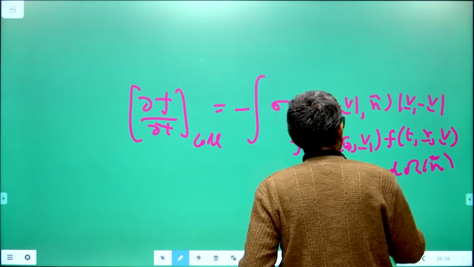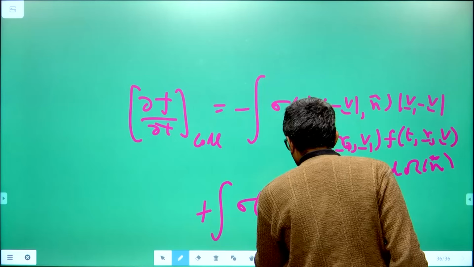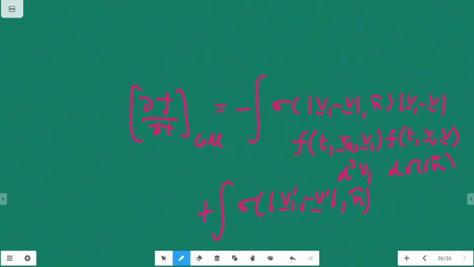So, you have to cancel out the d³v, and you will have plus integral. Now, a particle with velocity v1 prime interacts with a particle with velocity v prime coming along the direction n̂. So, you put the relative velocity between the two, which is v1 prime minus v prime. And after scattering, the first incident particle has a final velocity of v1, and the second particle has a velocity v. So, you will put f(t, r, v1 prime) into f(t, r, v prime) multiplied by this σ(n̂), and here you will take d³v1 prime, all possible incident velocities, into dΩ(n̂) over all possible solid angles you integrate.